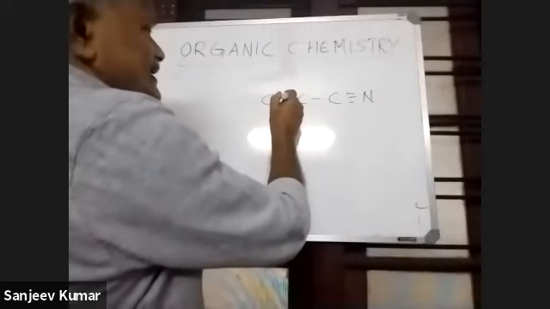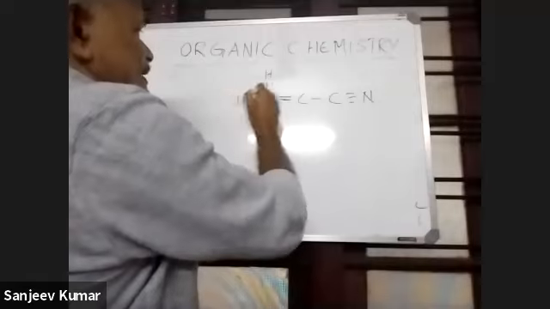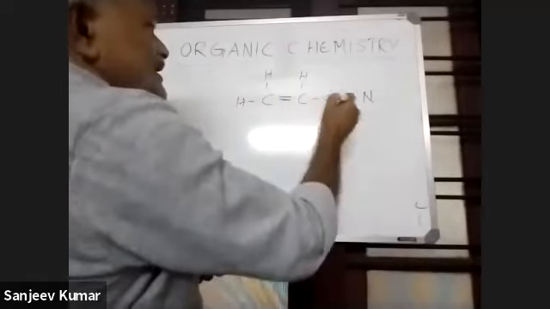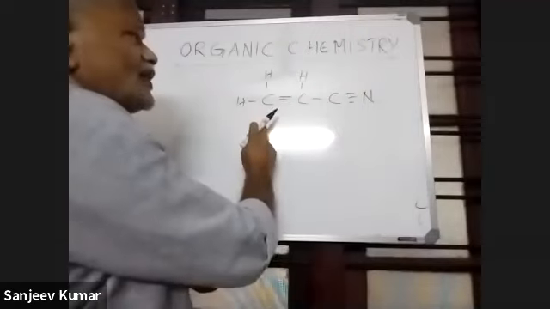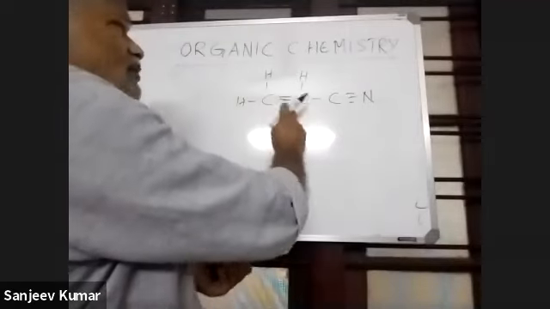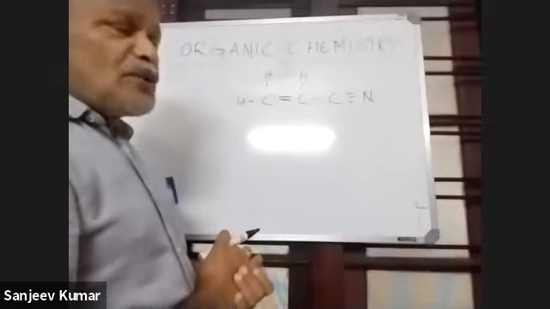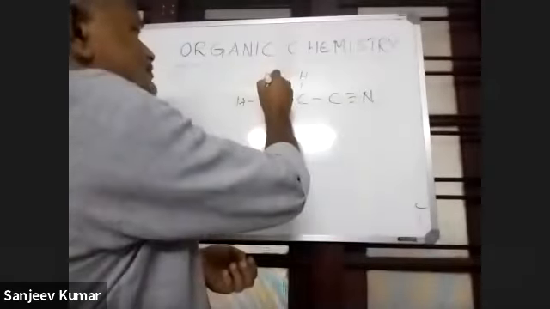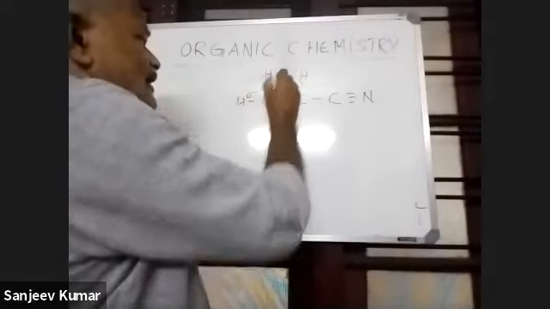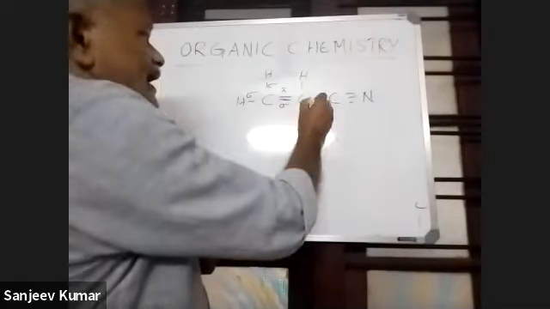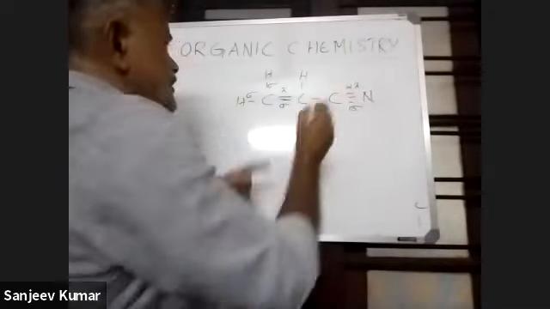between the second and third carbon atom, and therefore it is CH2=CH-C≡N. That is CH2 double bond CH, single bond CN, and that is prop-2-nitrile. And sigma bonds are single bonds, and a double bond is a combination of 1 sigma and 1 pi bond, and therefore how many sigma bonds and how many pi bonds are there?